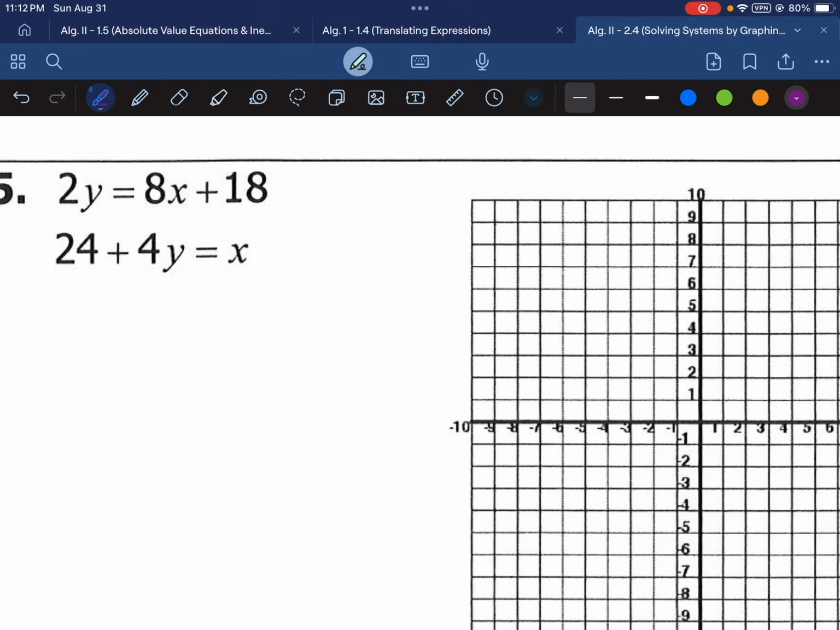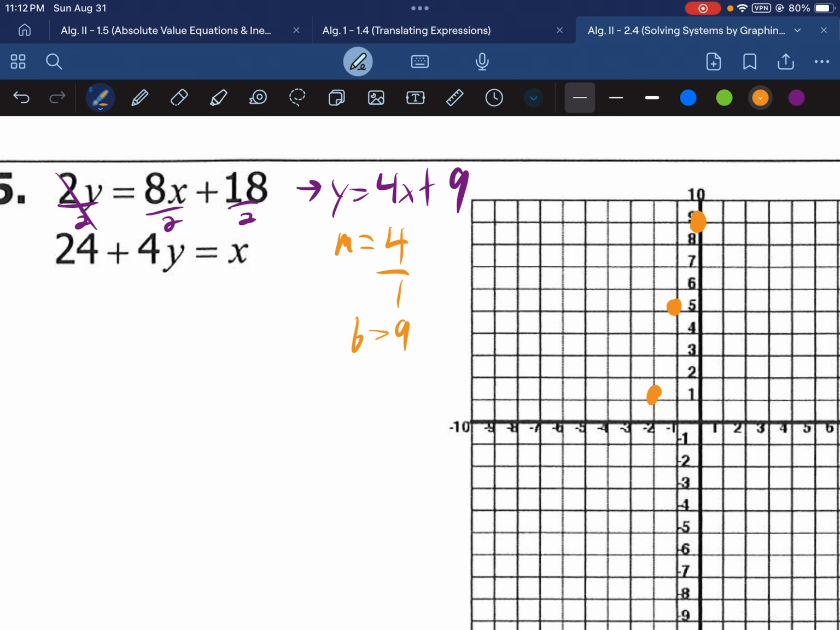So number 5, top one is not quite by itself yet, so I'm going to divide everything by 2 and get y equals 4x plus 9. So my slope is 4 over 1, and b is 9. So I'm going to go up 9. I'm going to go in an uphill manner, a rise of 4 and a run of 1. So that would be down to the left or up and to the right.